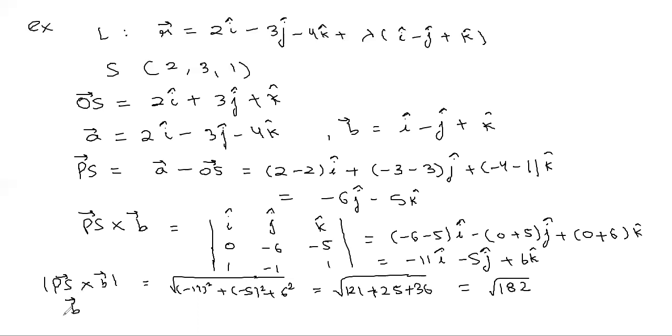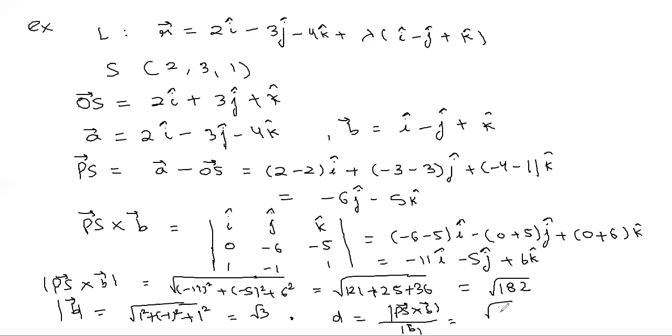The magnitude of vector B is simply 1 squared plus (minus 1) squared plus 1 squared, which is the square root of 3. So the shortest distance d between the point and the line is the magnitude of PS cross B divided by the magnitude of vector B. So the answer is square root of 182 over square root of 3, or root of 182 over 3.